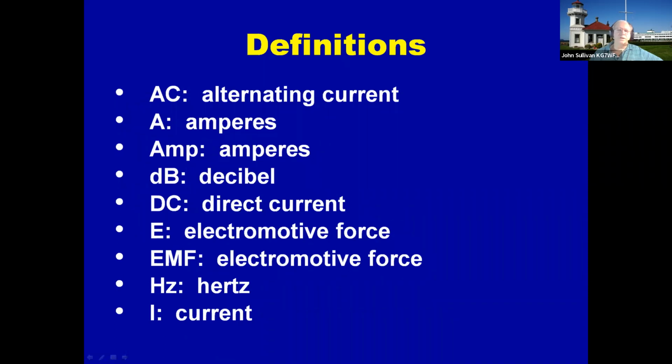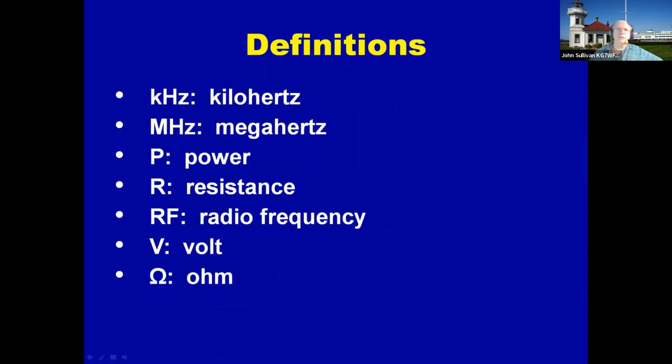I for current. Speaking of hertz again, you have kilohertz and megahertz, thousands of hertz and millions of hertz. If it's kilohertz, it's a small k. If it's megahertz, it's a big M. P for power, R for resistance, RF for radio frequency, V for volts, and for ohms, we use the Greek letter omega, which when you're trying to type something up gets to be a bit difficult.